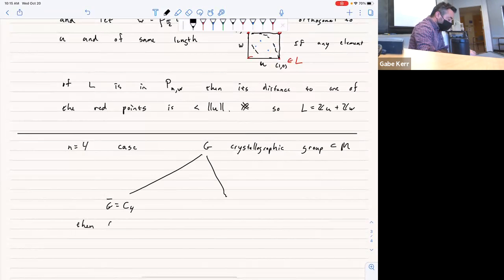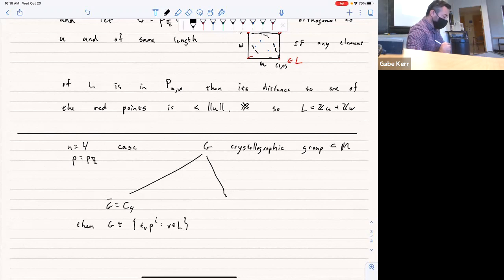G is isomorphic to basically the set of, here you can take this T_v rho. So what is rho here? Rho is just the rotation by pi over 2. So if the point group is just C4, no reflections, then this is what you do.